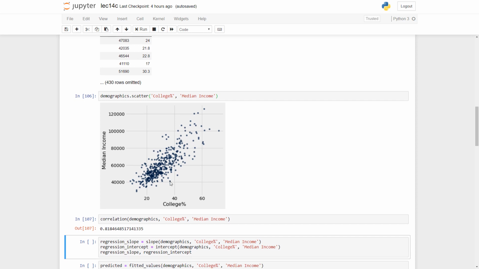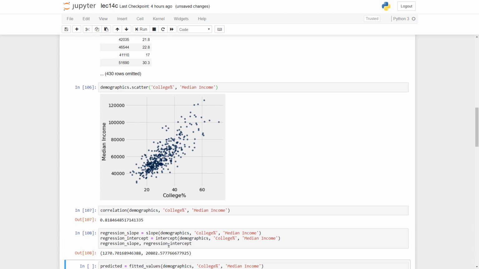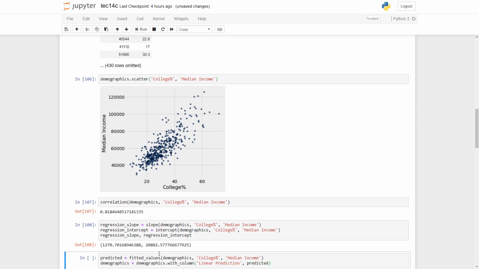To compute the regression line, we need to compute the slope and the intercept using the functions that we defined last time. If we do that, we'll find that the slope is 1,270 and the intercept is 20,802.